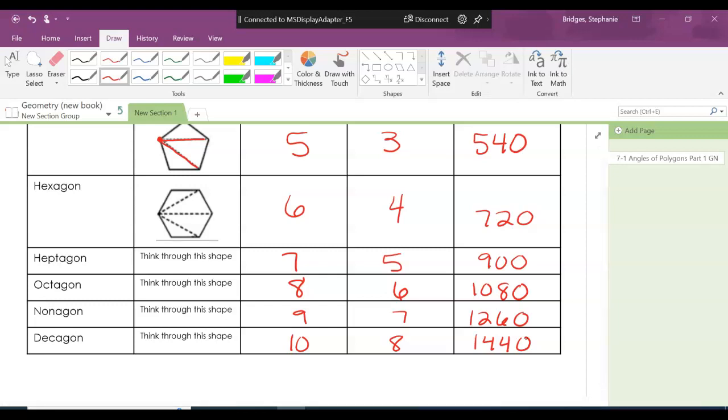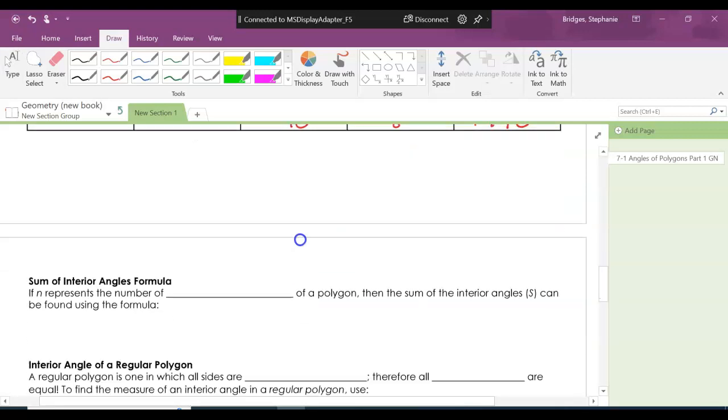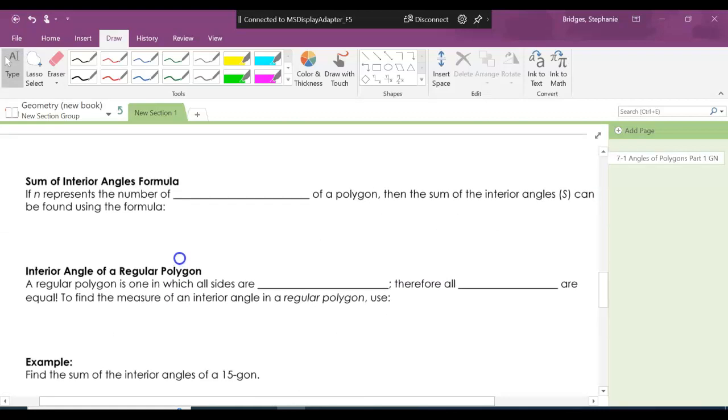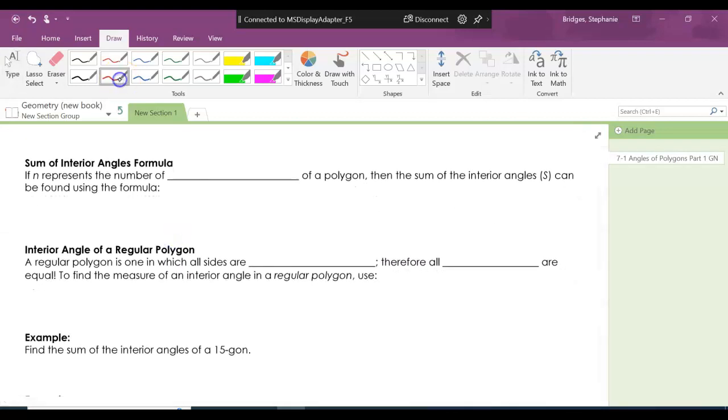One triangle has how many degrees? 180. So what we're going to do is take a look at this. There is a formula, and don't worry, I'm going to give you this formula on your test or on your quiz. Your quiz is on Tuesday, by the way.